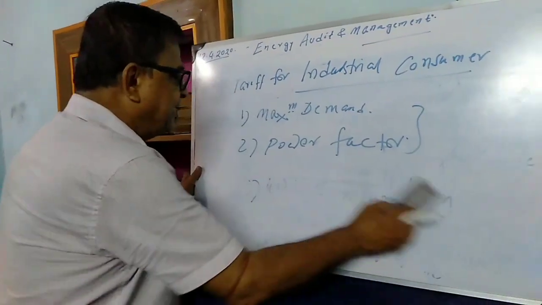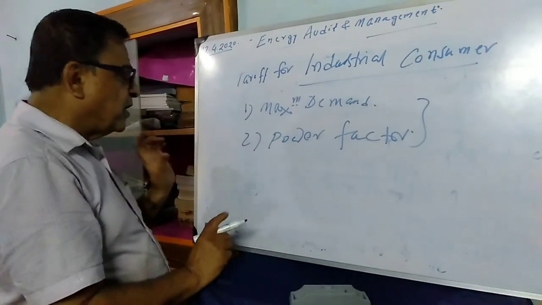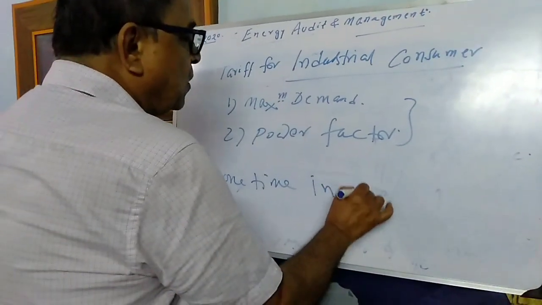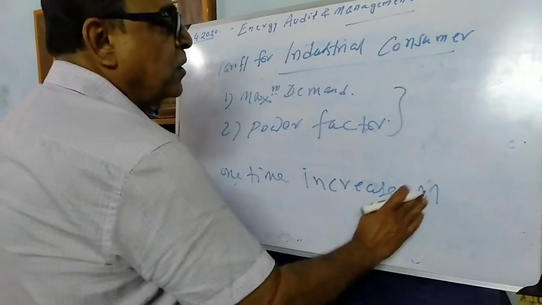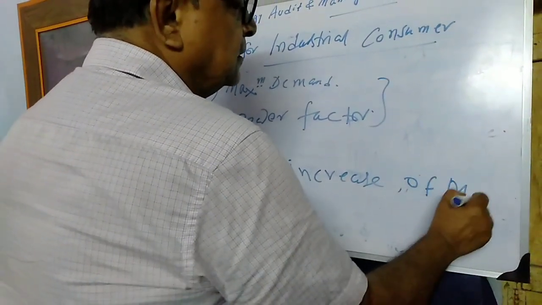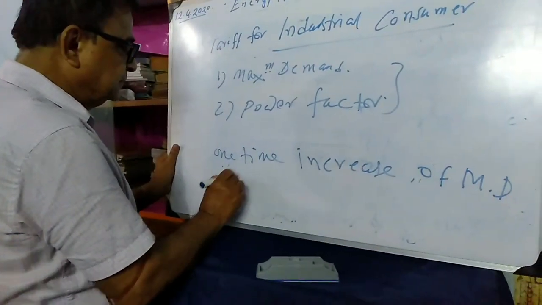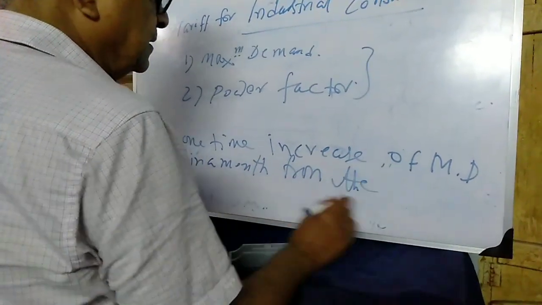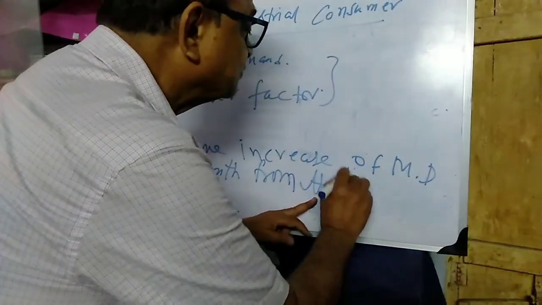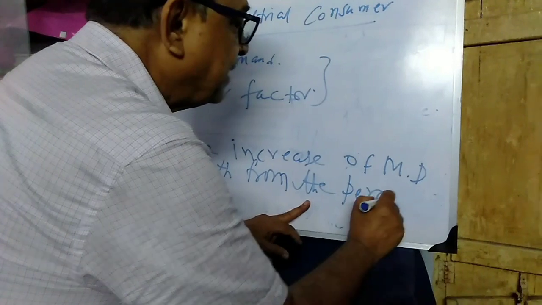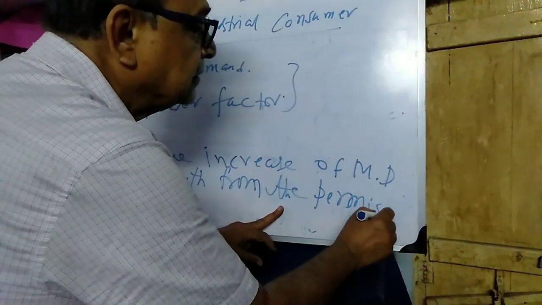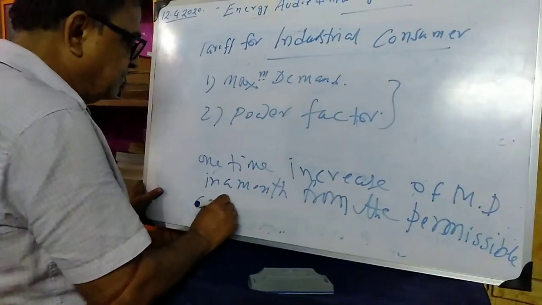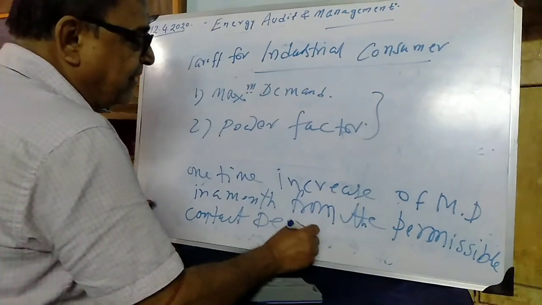If in a month, even one time, the maximum demand increases beyond the permissible contract demand, there is a charge. Now what is contract demand?